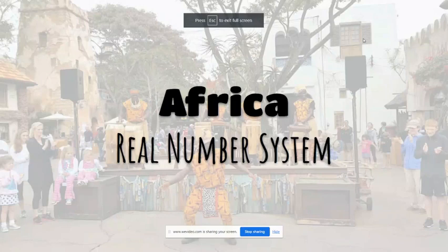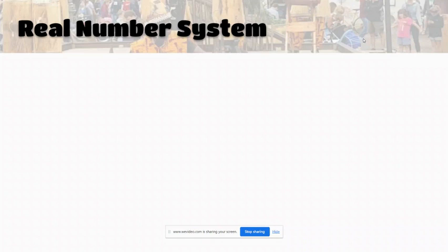All right, now let's go ahead and take a look at the real number system. So first things first, let's go ahead and give proper definitions for all of our numbers. That way we know exactly what we're comparing when we put it in the Venn diagram.